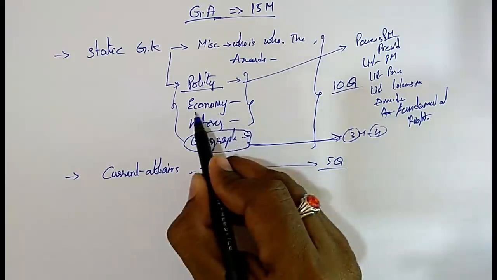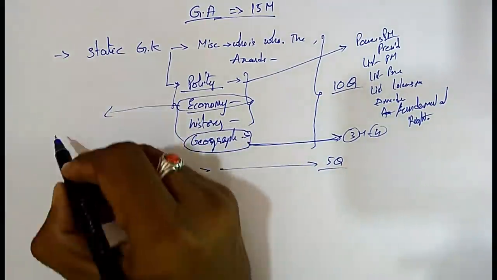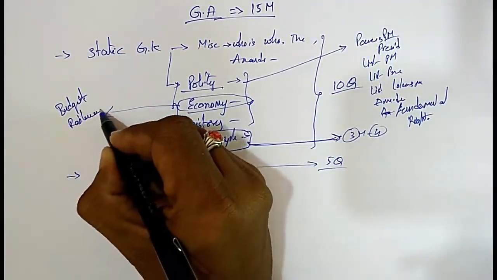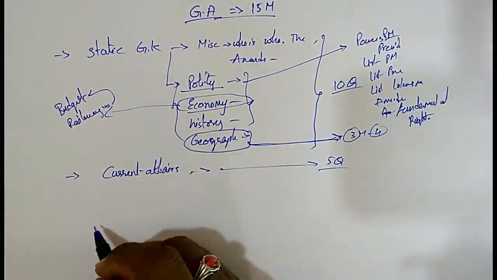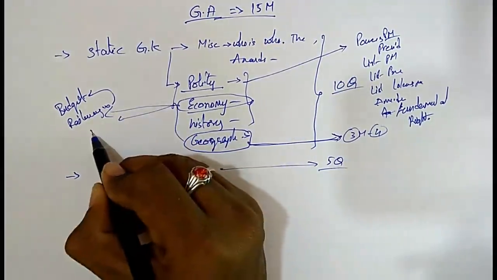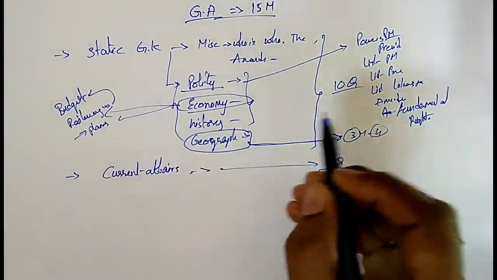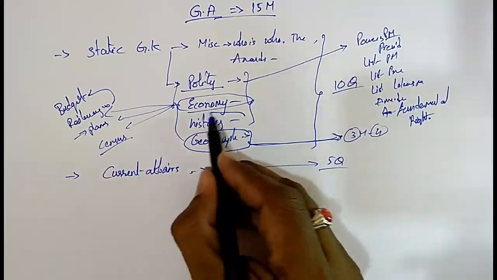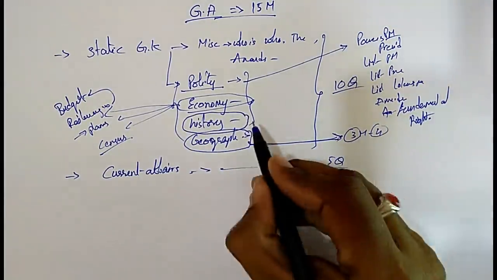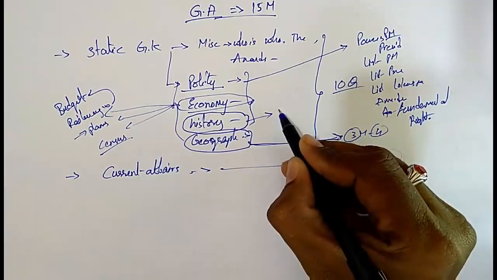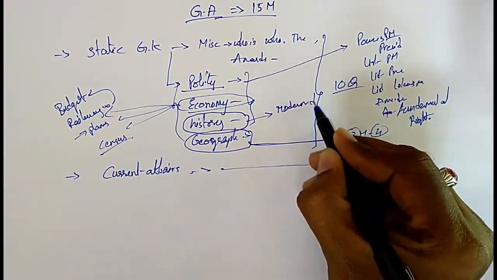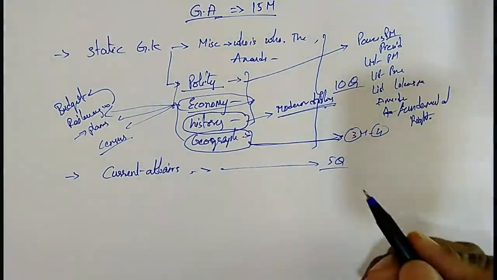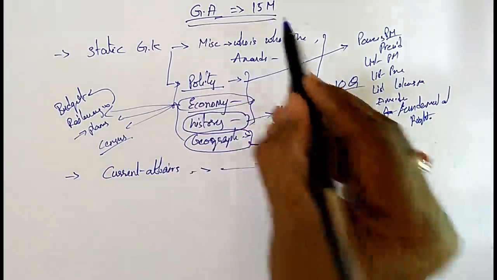In economy, the most important topics are the budget and the railway budget. Now the railway budget is merged into the main budget. Also five-year plans and the census are very important. In history there is a lot of syllabus, so mainly concentrate on modern history. This is the most important one. These are the most important topics in general awareness.